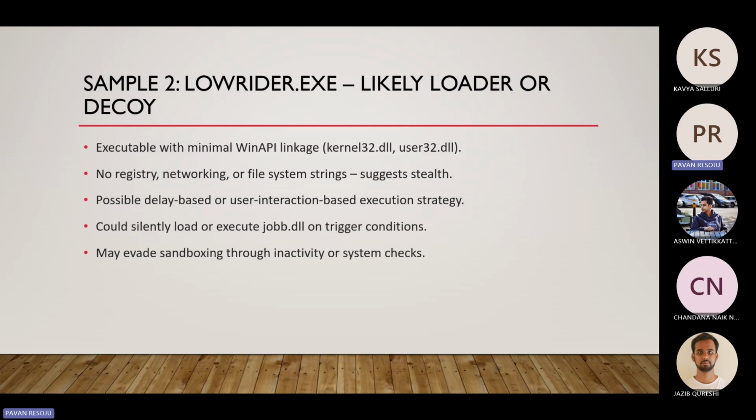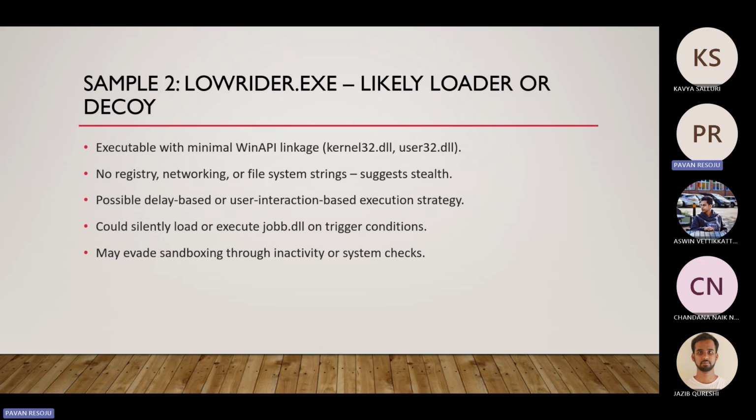Sample 2 is lowerrider.exe. Next is lowerrider.exe. This executable has very minimal functionality exposed. The only strings we could see were common Windows system libraries, kernel32 and user32.